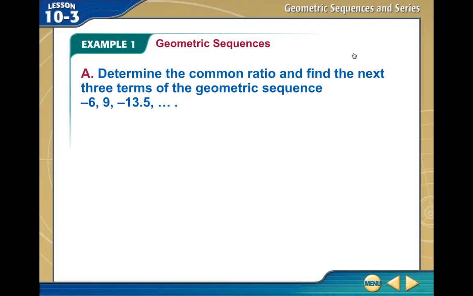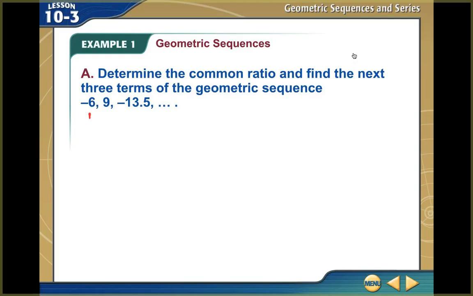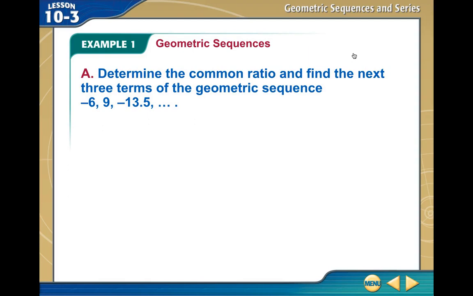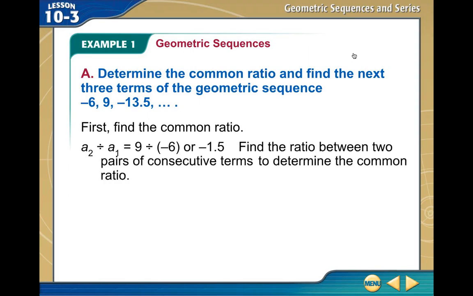If I want to determine the common ratio between the terms, I'm basically going to take any consecutive terms. I know that I'm multiplying by some r value. So if I do 9 divided by -6, I should get my r value. And that's what it does. So to find the common ratio, again, I divide any consecutive terms, and I get 9 divided by -6, or -1.5. That's the ratio between them.